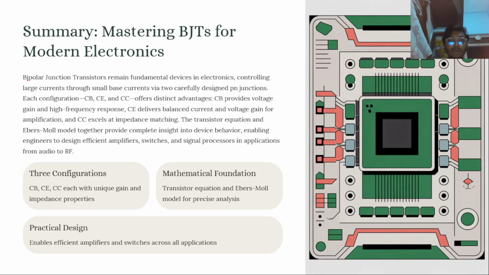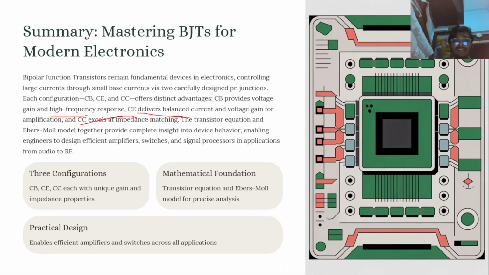Common base provides voltage gain and high frequency response. What is the advantage of common base? It provides gain and high frequency. Common emitter delivers balanced current and voltage gain for amplification. The voltage is amplified. Next, common collector: it provides input impedance matching.